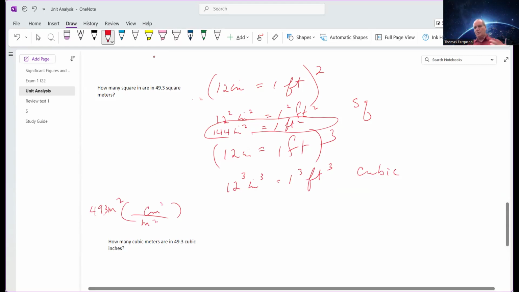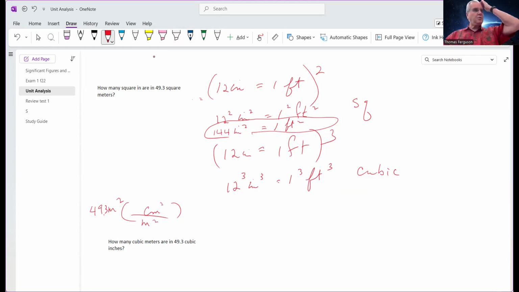So let's get square centimeters. Okay, so how many square centimeters are in a square meter? Well, how many centimeters are in 1 meter? 100, so it's 100 squared then. And we're going to have 1 squared, which is 1. And now we have square centimeters. Now, if we go from centimeters to inches.